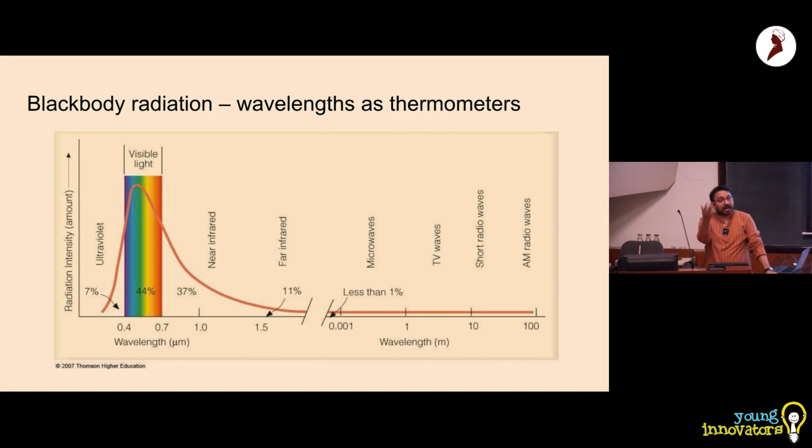Okay, so if you ventured out into space, where there is no atmosphere, what color would you see? Okay, any other answers? Our eyes. So we are looking at the visible light, the ones that we are sensitive to.